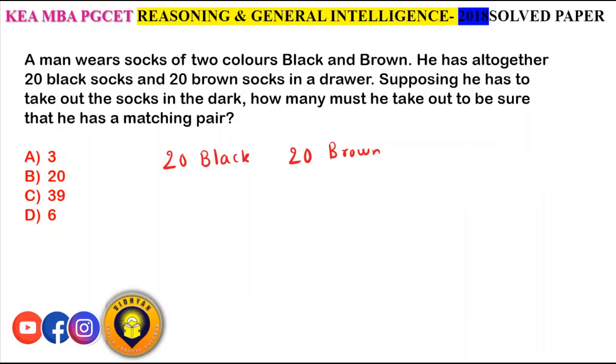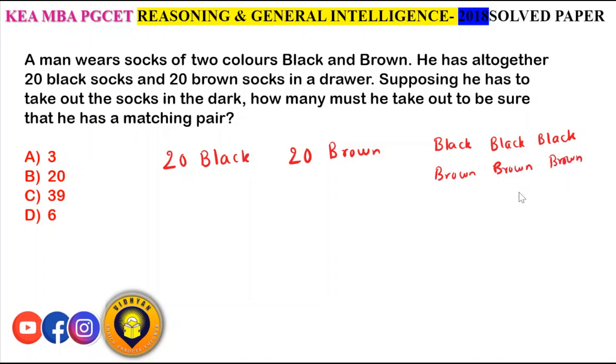Now suppose he had picked 3 socks, what are the possibilities? All the 3 socks could be black. If 3 socks are black, then he would get one pair, right? 2 socks will make one pair. If all the 3 socks are brown, then also he will get a matching pair.